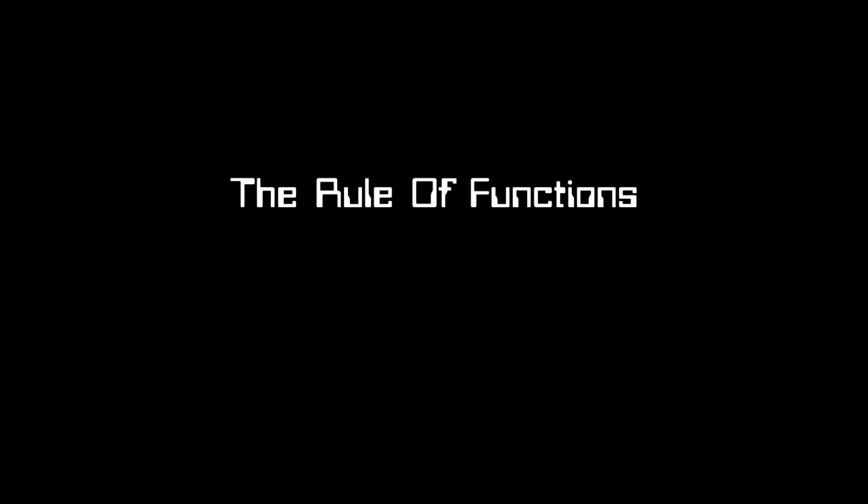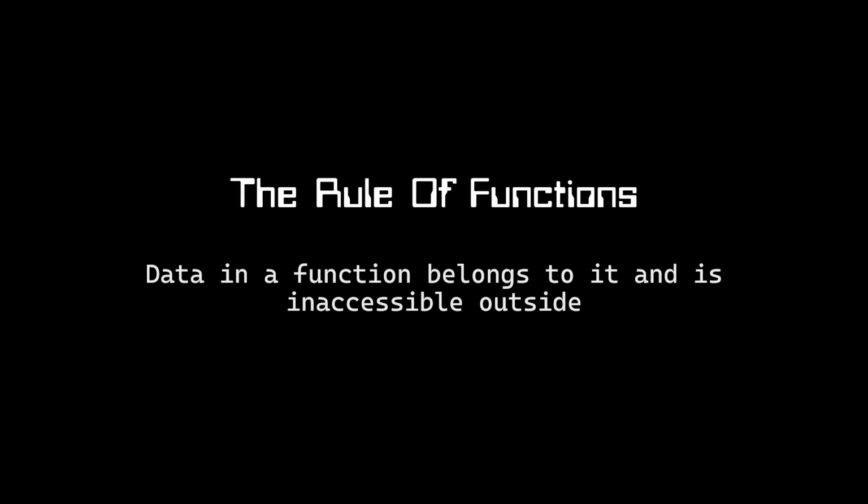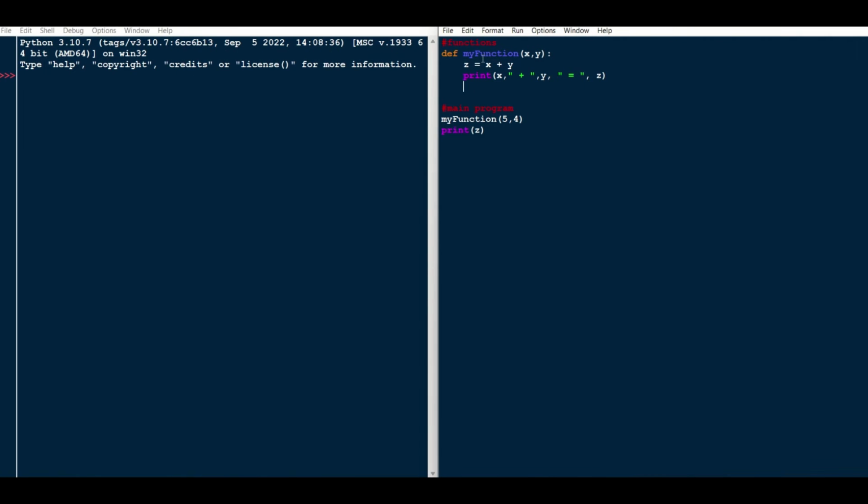The thing you need to remember from here on out is that the data in a function belongs to it and is inaccessible outside. Let's look at a program example. In this example, I've defined a function called myFunction with the parameters x and y. Then I'm adding the values of x and y and storing them in a variable z. Then outputting the value of x plus the value of y is equal to the value of z.